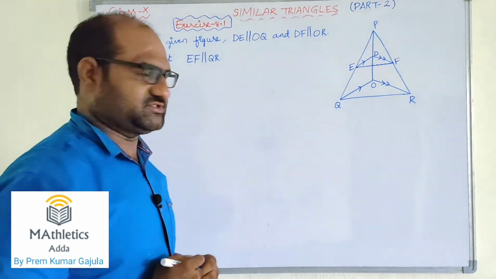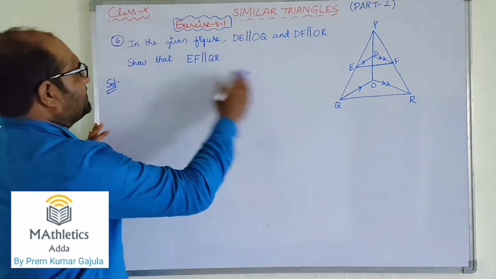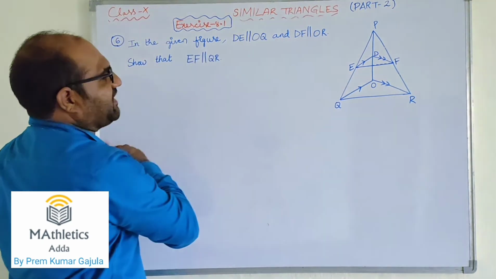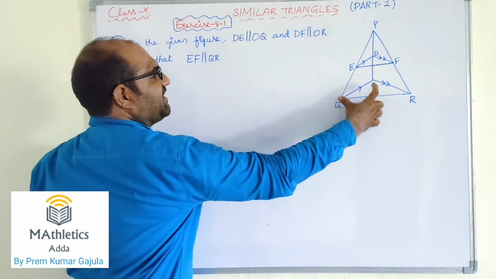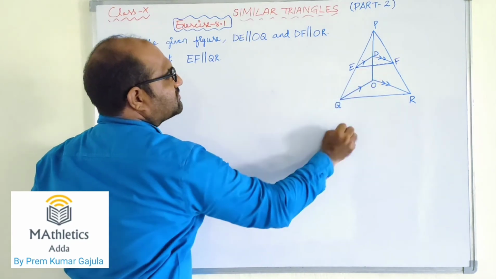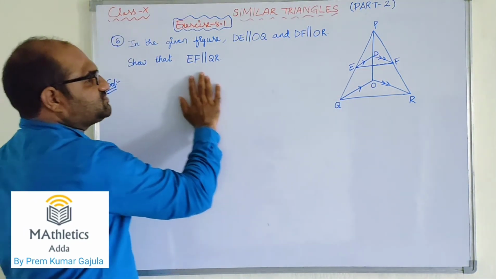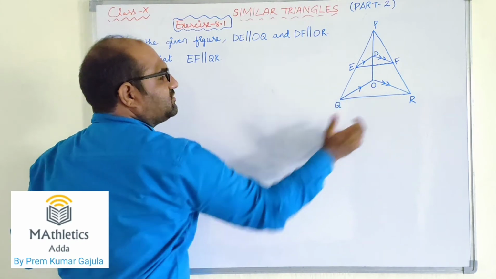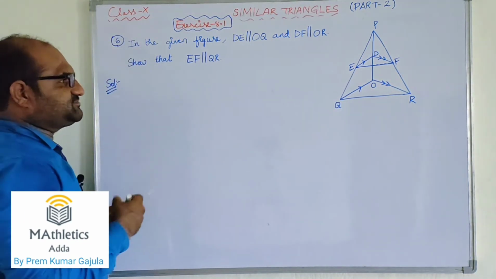Now let us look at the next question. Question number 6. In the given figure, DE is parallel to OQ, and DF is parallel to OR. So what we have to show? We have to show that this EF is parallel to QR. Now let us prove this.